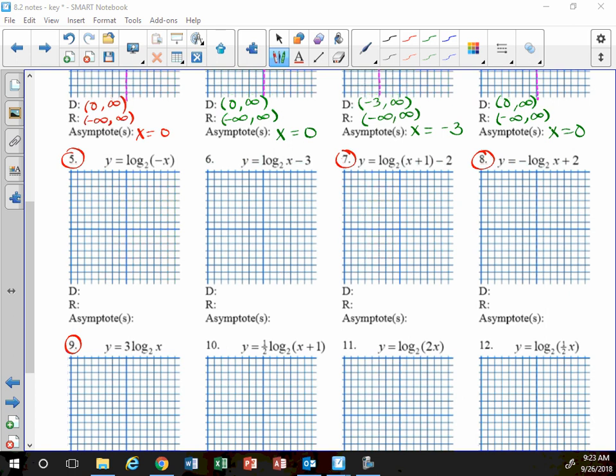Okay. Negative x, right? 1, 0. Negative 1. One is going to be times -2.